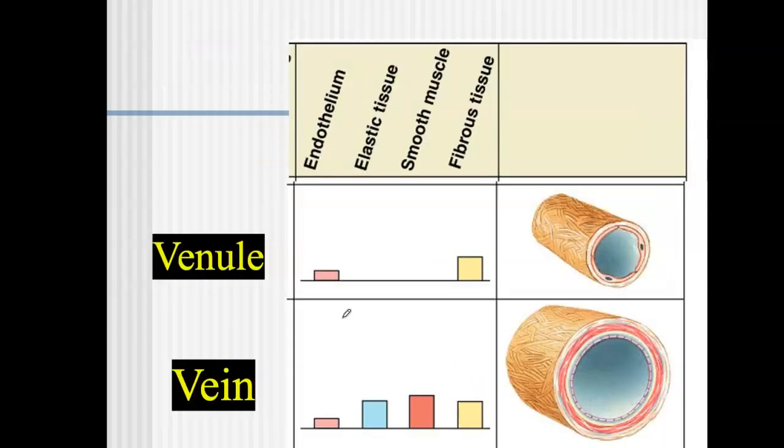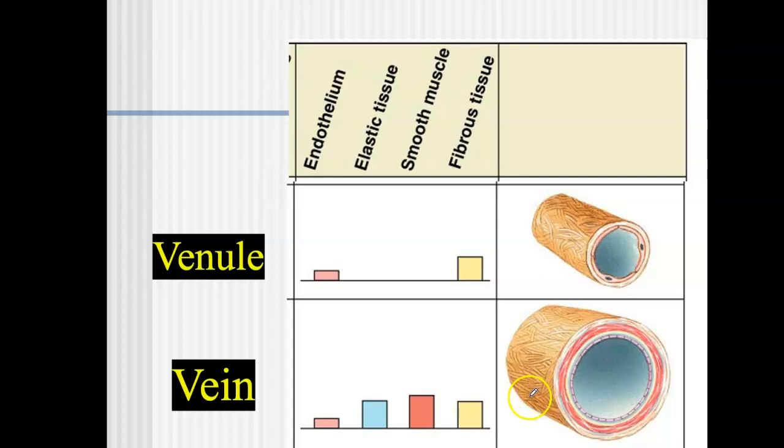When you look at a vein, what happens? We compare again. Does it have endothelium? Everything has endothelium, a venule and a vein. Do they have elastic tissue? If it's a big vein, yes. Little, no. Does it have muscle? Yes, but notice it's less than that of an artery. Yes, it has muscle, but not as much as an artery.